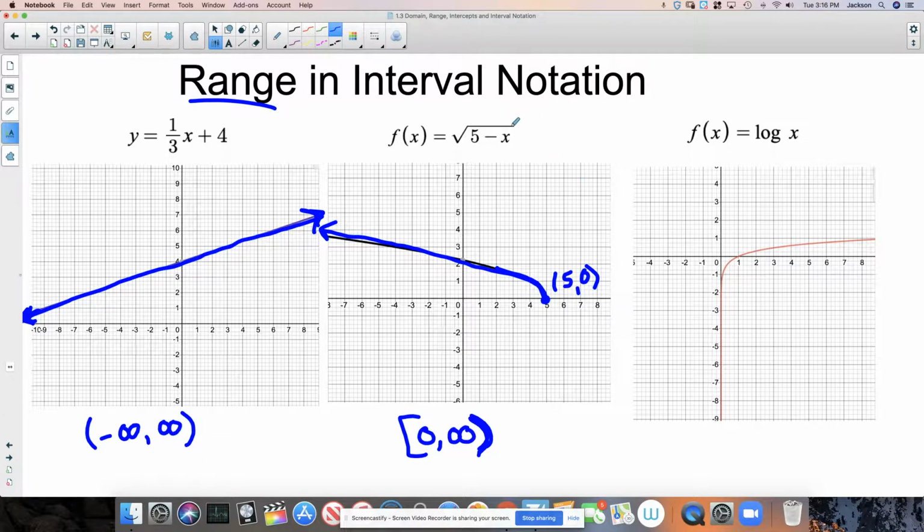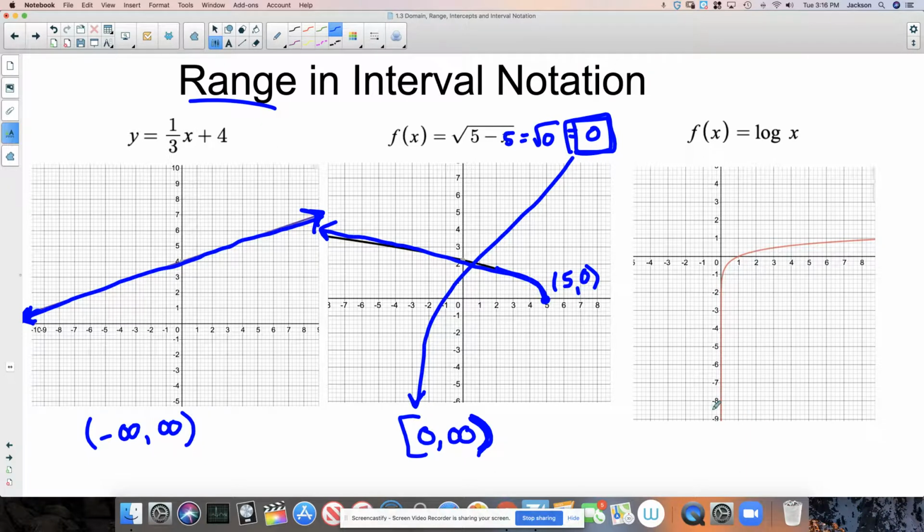We talked about how if we put the number 5 in here, we're taking the square root of 0, and the square root of 0 is 0. This is an actual output on the graph. So I am using a bracket because I do see this as an output of the function.